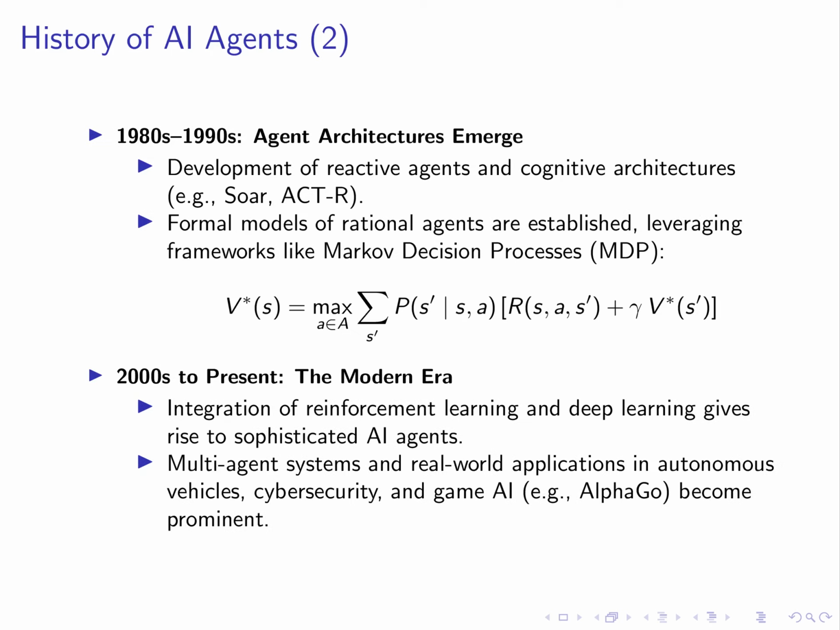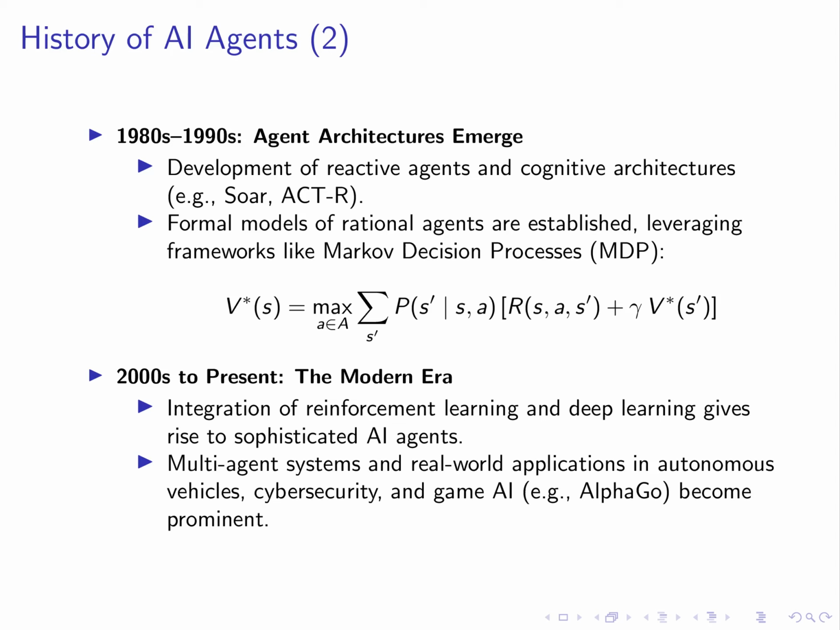In the 1980s and 1990s, things really began to take shape. Agent architectures started emerging with systems such as SOAR and ACT-R, which provided structured ways for agents to perceive, reason, and act. This era also saw the introduction of formal models for rational decision-making. One of the key frameworks from this period is the Markov decision process, or MDP. The MDP is defined by the tuple (S, A, P, R, gamma), where S is the set of states, A is the set of actions, P represents the transition probabilities, R is the reward function, and gamma is the discount factor. This framework helps formalize the decision-making process, and we even see its influence in the Bellman equation, which helps define the optimal value function.